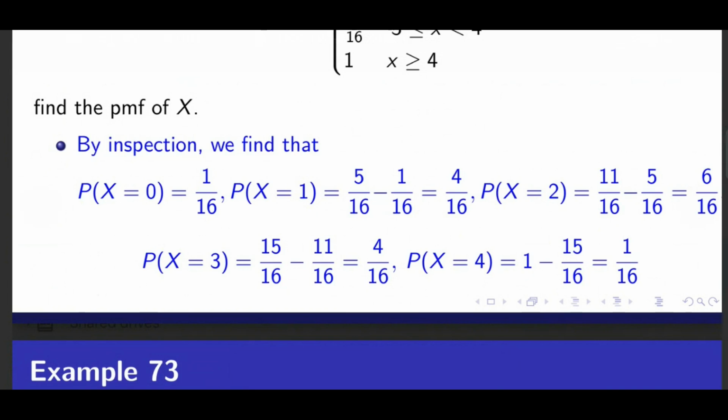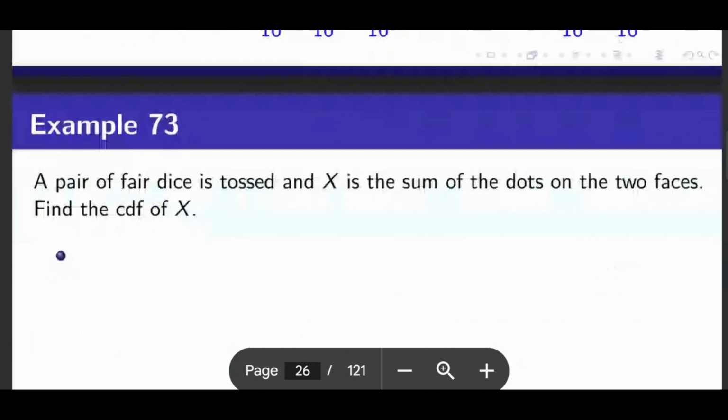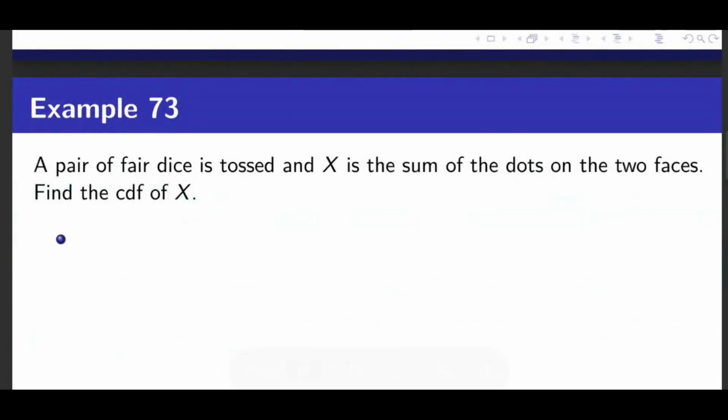Okay, a few other examples. Can you try to do this? A pair of fair dice is tossed, and X is the sum of the dots on the faces. Find the CDF of X. Again, you don't have to do the whole question, just do a few. Six-sided dice, fair. X is the sum of the dots on the two faces that you get. Find the CDF of X.